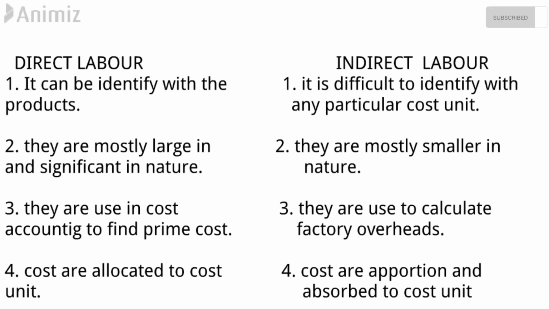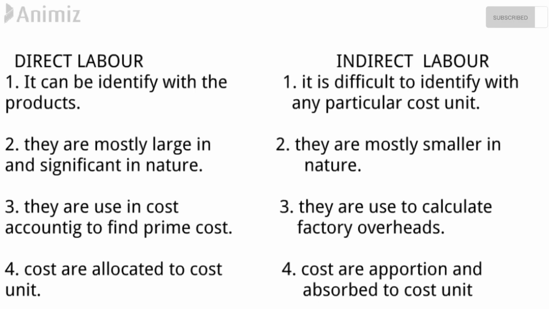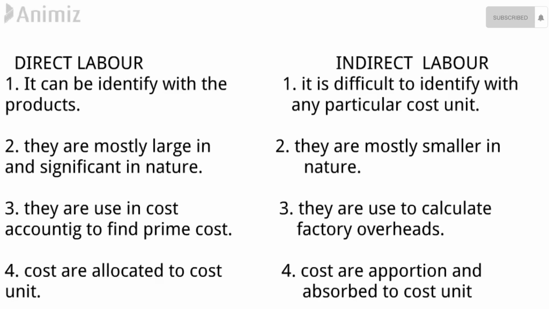3. Direct labor are used in cost accounting to find prime cost. Prime cost is the cost of all direct cost incurred in converting raw materials into finished goods. Examples are direct materials, direct labor. But indirect labor costs are used to find factory overheads.